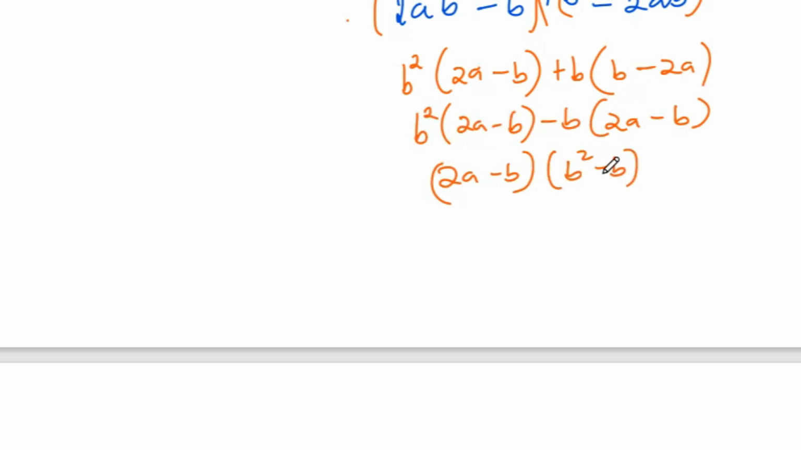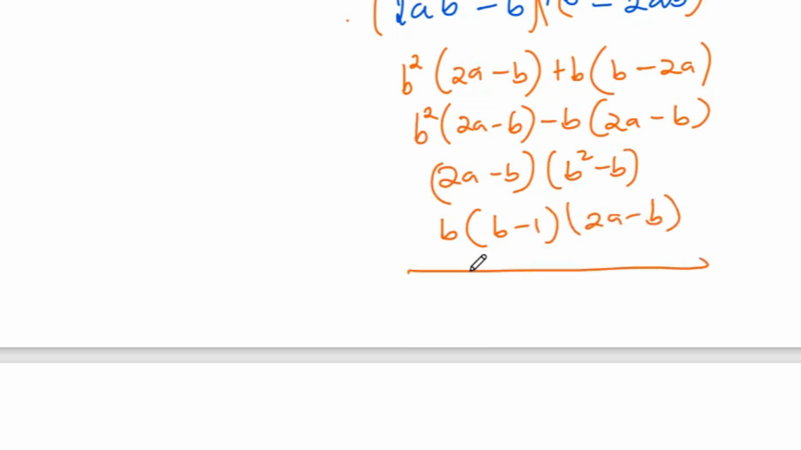So still I can see there's a b common, so I'll take it out as well. So b into, I'll say b minus 1, and then this becomes 2a minus b. So that will be our answer for maths. Alternatively, since we can see that there's a b everywhere, you can start by taking out that b before you do the other factorization.